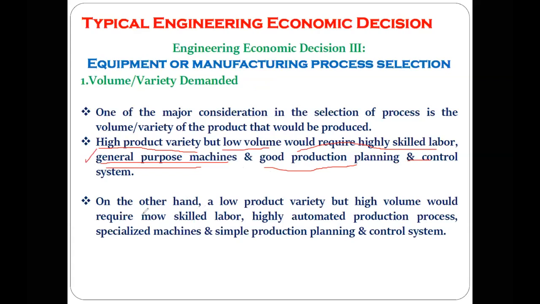Understood this case? If you take the other case, low product variety but high volume, opposite to the first one, what is the demand? Low product variety but high volume. Now in this case, what kind of machinery do you have to select? What kind of decision related to the selection of the equipment or manufacturing process do you have to take, you as an engineer?